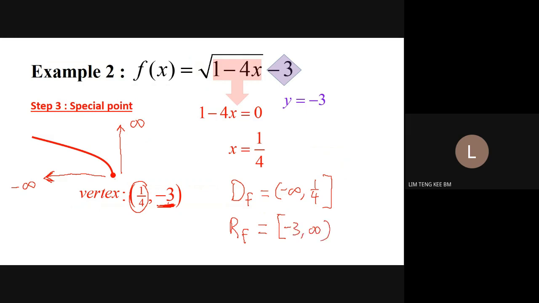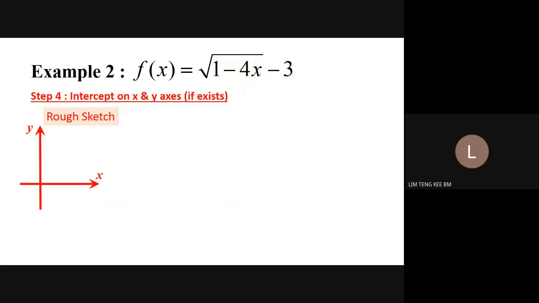Just in case you want to find out what is the domain and range, we can read the domain and range from this part here, the step 3. Then without further ado, let's refer to step 4. We decide the intercept on x and y axis, if let's say they exist. So what we do here is make use of the special point that we have.